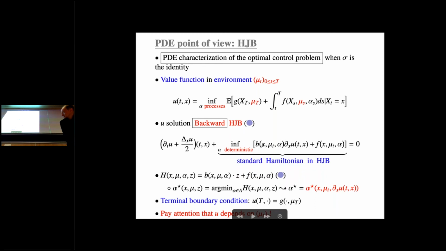So at any time t, you are given the state of the population mu t, and so you play alpha. And when you play alpha, you go in the direction b alpha. And here you see that this is a small increment of your value along this direction b. So this is the action of b along the derivative of u. And something also that you have to pay in small time is the cost of alpha. So what you do in very small time, in fact, is that you want to choose the best possible alpha to minimize the combination of the running cost and the action of the drift onto the derivative of the value function. And this is what people call the Hamiltonian.